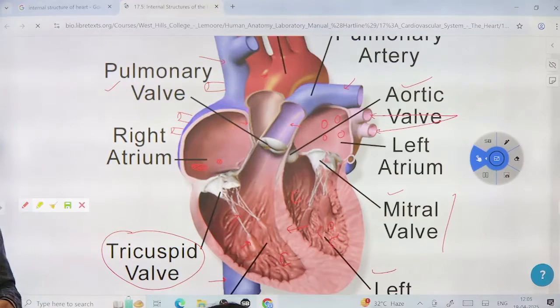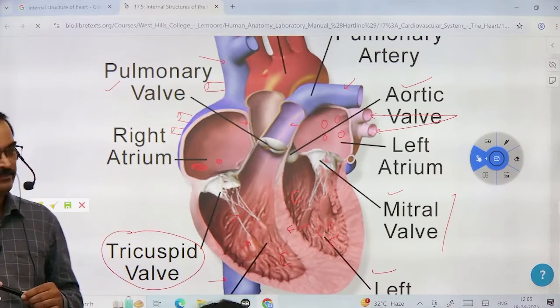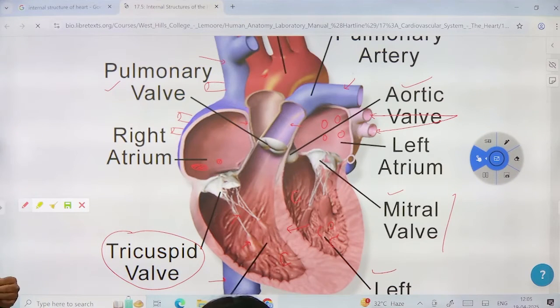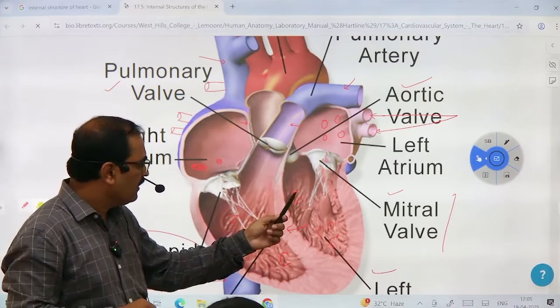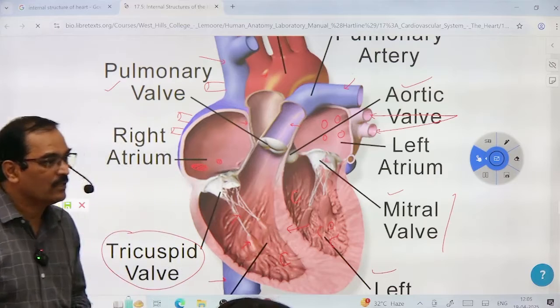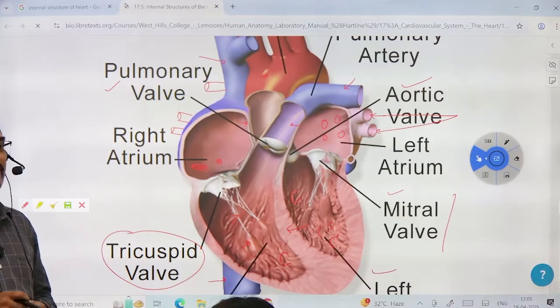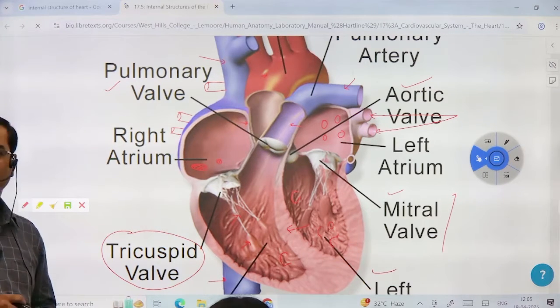See there. I think you have written. No. This irregular muscular ridges. I think you have written. Columnae carneae or trabeculae carneae.